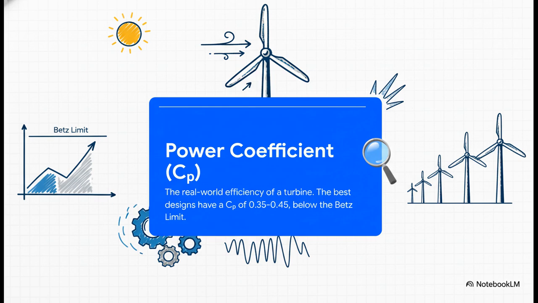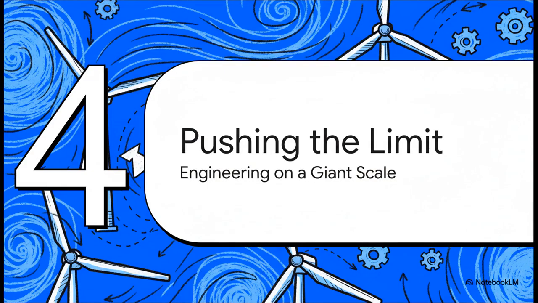The actual practical efficiency of a turbine is called its power coefficient. That's the CP from our formula earlier. Because of real-world stuff, like friction on the gears and aerodynamic drag on the blades, even our very best designs today only reach about 35 to 45% efficiency, which is still really impressive, but it's a good bit below that hard physical limit. So if engineers are stuck with this hard limit on efficiency, how do they keep getting more and more power out of the wind?